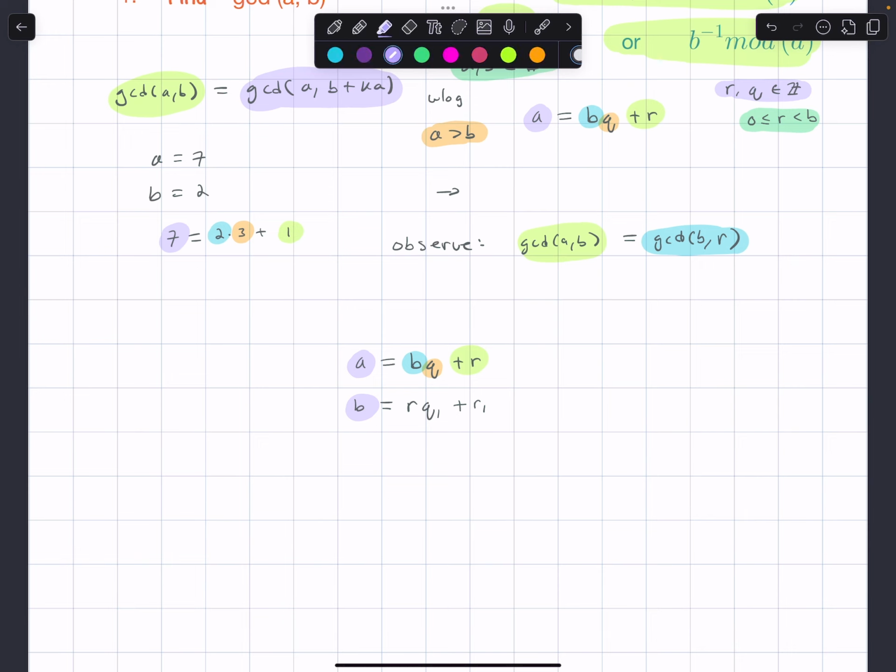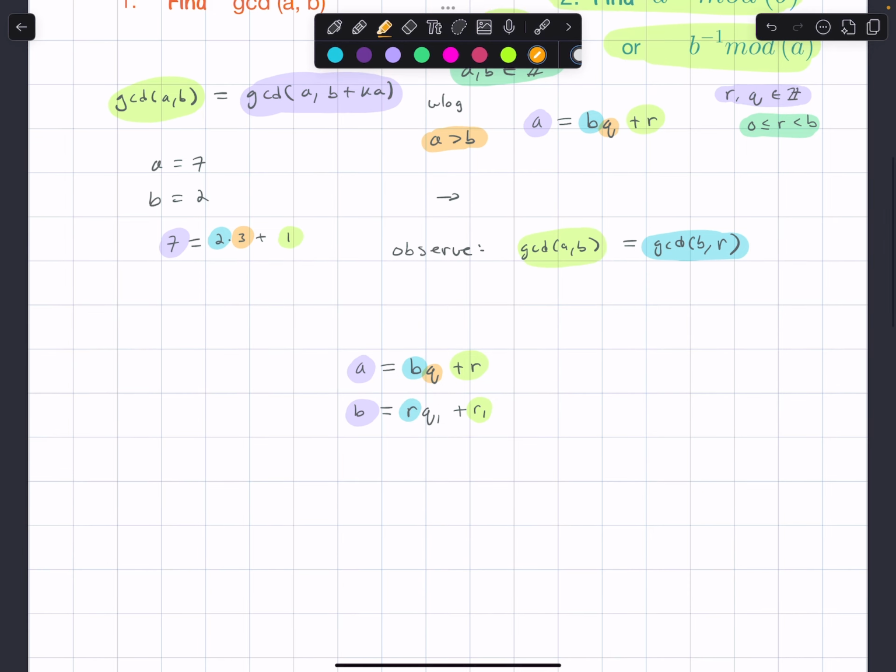So what have we done here? We've done the exact same thing we were doing with A and B, but we moved this R here, because what's happening here? This equation, just like this one, told me that the GCD of A and B is the GCD of B and R. This one is telling me that the GCD of B and R is going to be the GCD of R and R1.